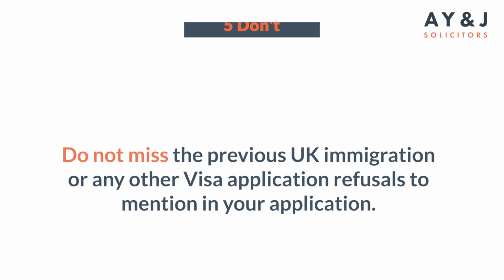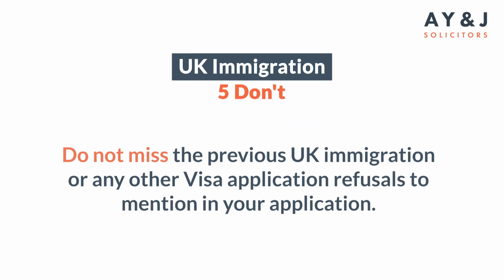So number 1 is do not miss mentioning previous UK immigration or any other visa application refusals in your application. It might be repetition of my do's, but this is very precise. I have seen applicants missing this information, getting refused, being alleged for deception and getting banned for 10 years, and that's very serious. So number 1, do not miss to provide information about your UK immigration or any other country's visa refusal if it's applicable for your application form.